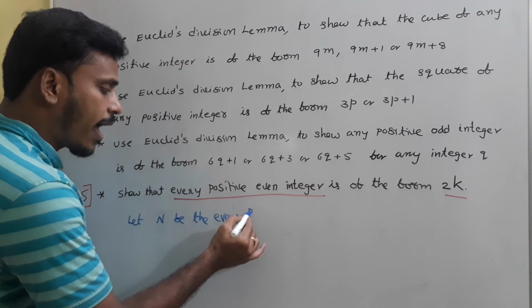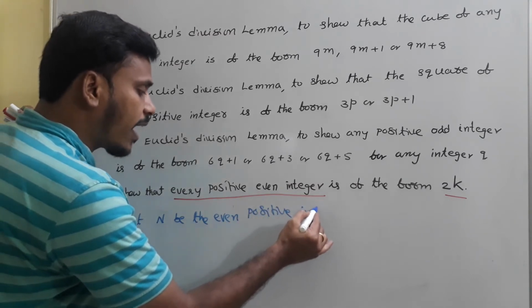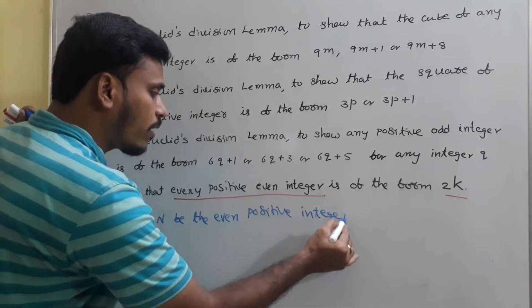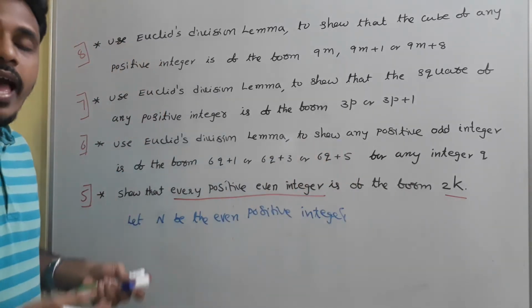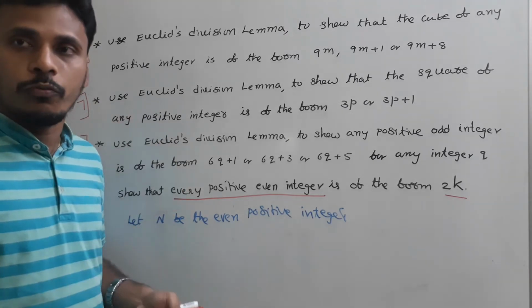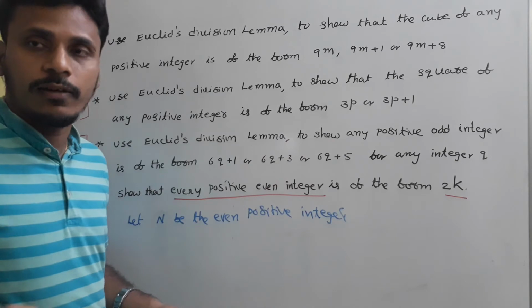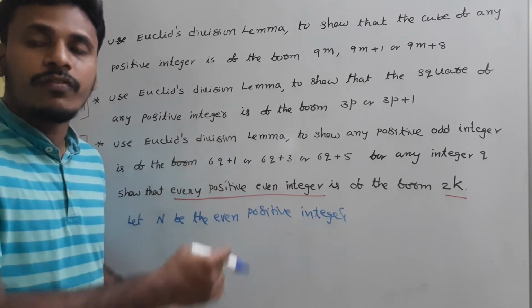Okay, I am starting my discussion with an even positive integer, and at the end I need to show that even positive integer is of the form 2k. Actually we know that every even number is surely a multiple of 2. The same thing is conveyed here. We know it, but by Euclid's lemma we are going to prove it.